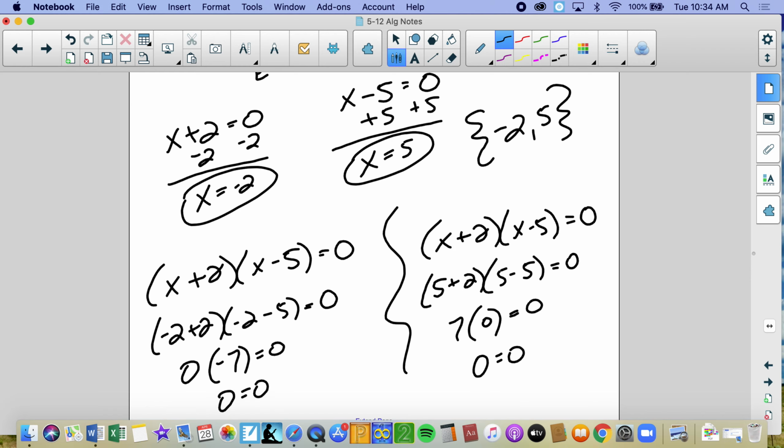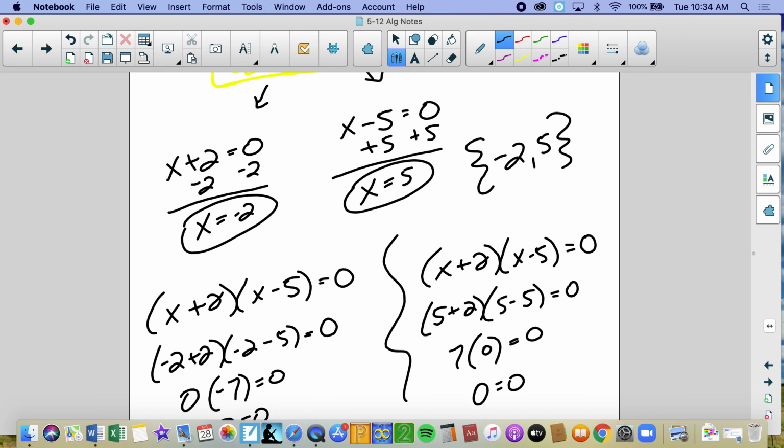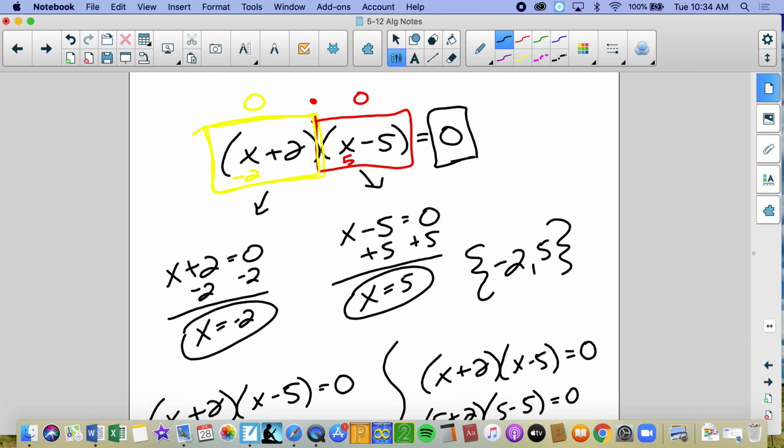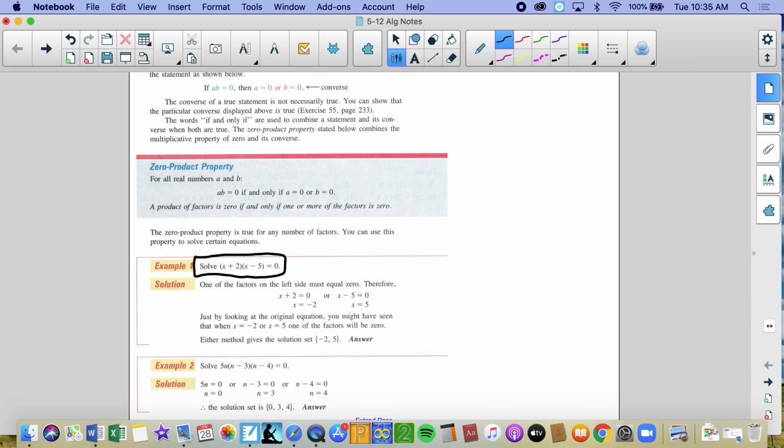What if I tried a different number? What if I tried 2? Let's try 2 plus 2 and 2 minus 5. Well, 2 plus 2 is 4. 2 minus 5 is negative 3. 4 times negative 3 is negative 12. Does negative 12 equal 0? No. So 2 would not be a solution. So instead of just guessing at it, what we do is we set each of those variables and whatever else is going on with it equal to zero, and that will be a nice easy way of using the zero property to help us figure out what our solutions are.